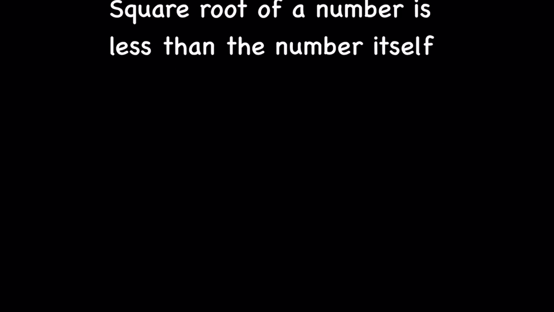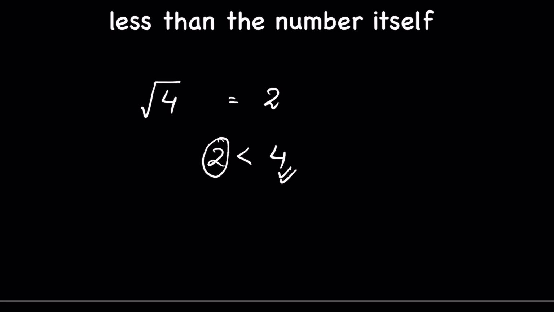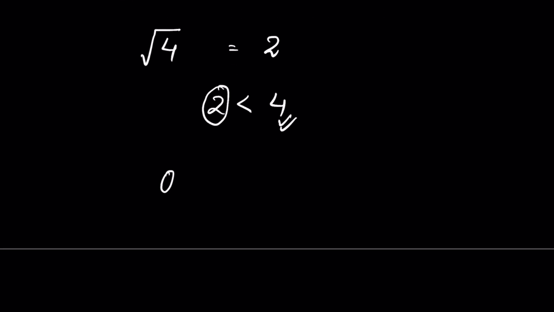For example, square root of 4 is 2 and 2 is less than 4. So square root of a number is always less than the number itself. But here we have square root of 0.01. The square root of 0.01 will be 1 upon 100 under square root.